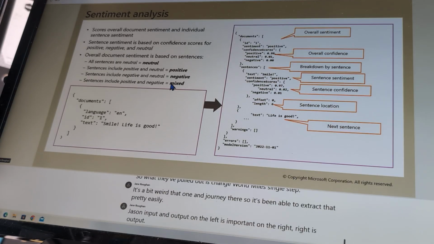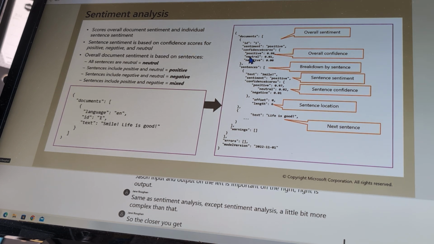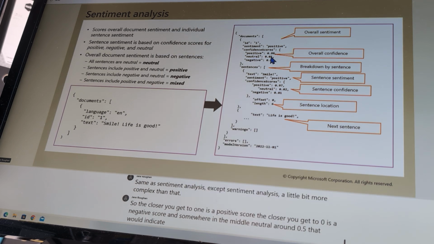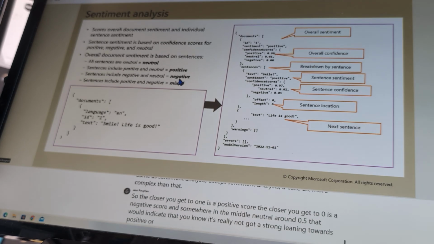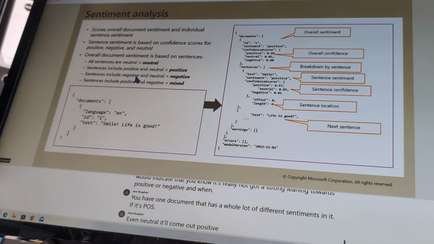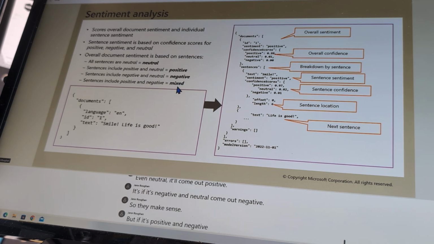Same with sentiment analysis, except sentiment analysis is a little bit more complex than that. So the closer you get to 1 is a positive score. The closer you get to 0 is a negative score. And somewhere in the middle, around 0.5, that would indicate that it's really not got a strong leaning towards positive or negative. And when you have one document that has a whole lot of different sentiments in it, if it's positive and neutral, then it'll come out positive. If it's negative and neutral, it'll come out negative. So they make sense. But if it's positive and negative, then it's going to be mixed. And of course, it could have some neutral in there as well.